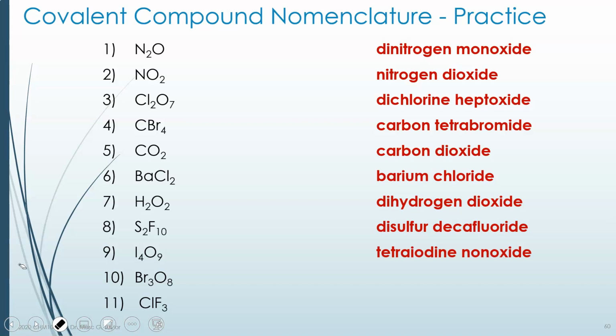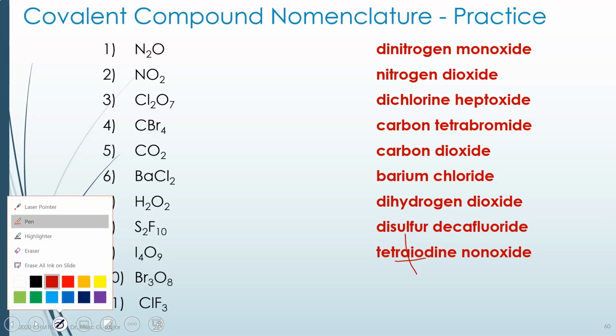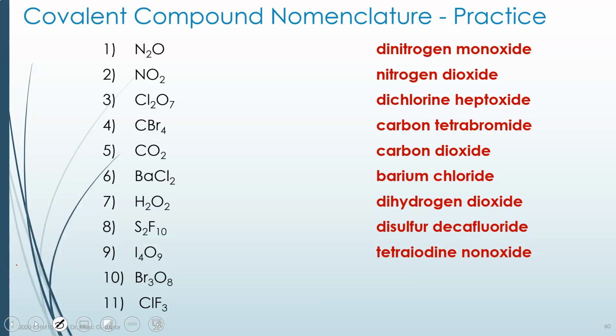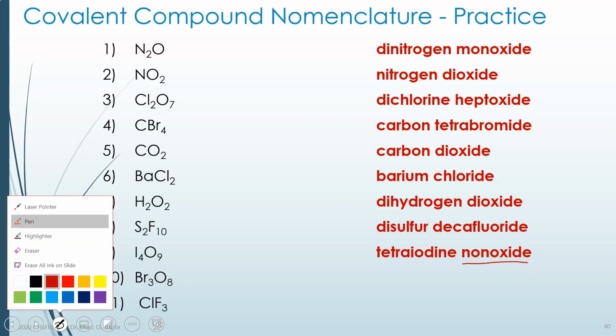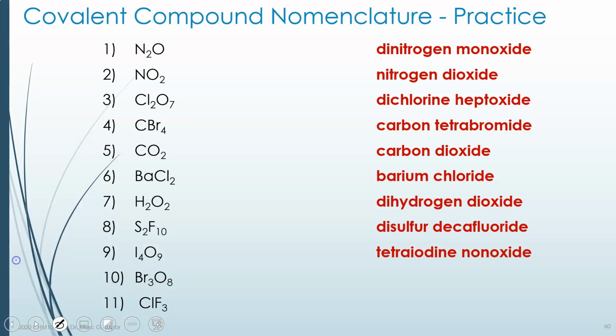I4O9, tetraiodine nonoxide. Now you might notice, hey, wait a minute. I got 3 vowels in a row here. Why isn't there a rule about that? Well, it's because it's fairly easy to say. Tetraiodine. And people are used to saying it. I know the rules aren't incredibly consistent, but we do combine nona and oxide to make nonoxide. So we're only going to worry about that when it's oxygens, really.